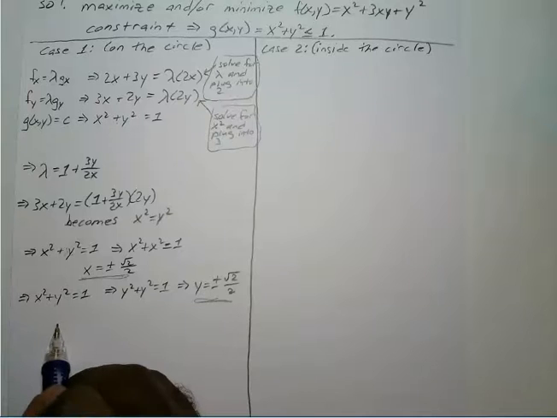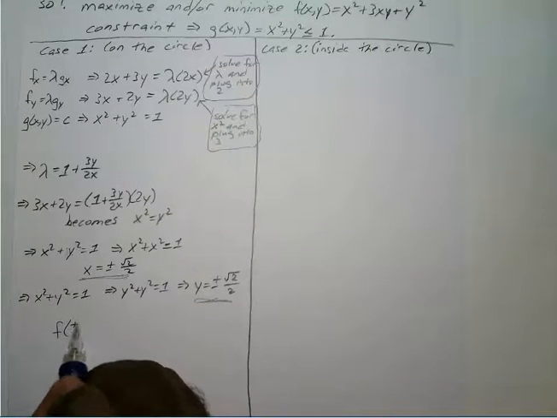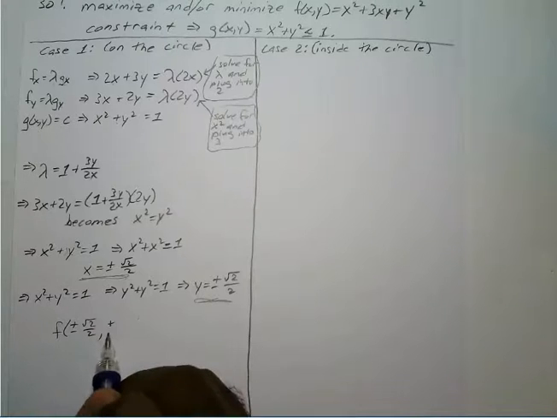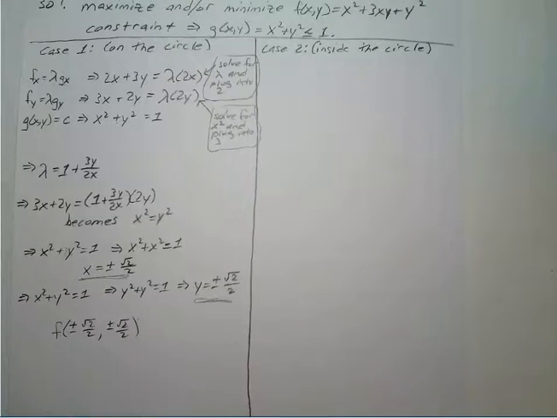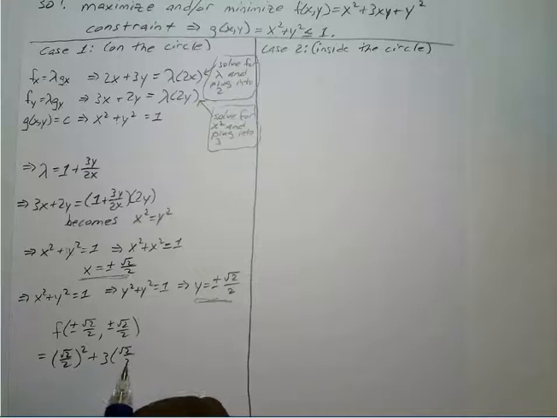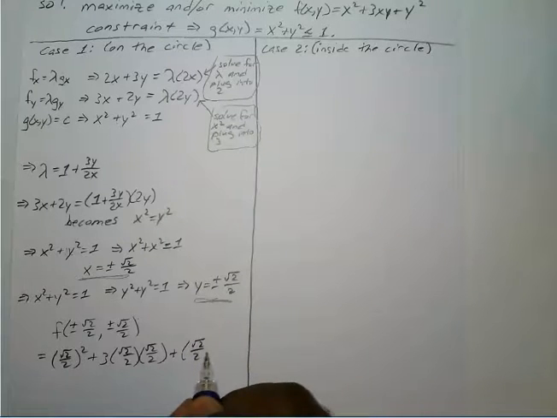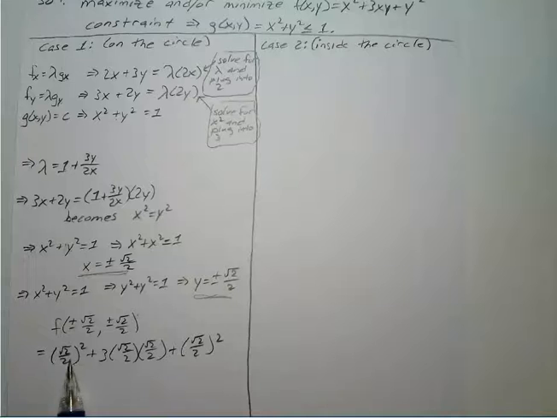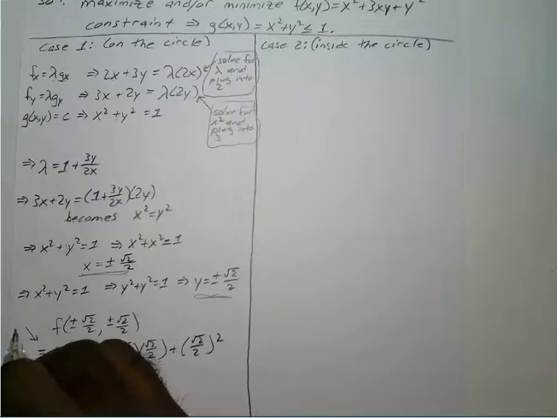Let's say we have f of plus or minus square root of 2 over 2, plus or minus square root of 2 over 2. The thing about this one is, if you notice carefully, you have square root of 2 over 2 squared, plus 3 times square root of 2 over 2 times square root of 2 over 2, plus square root of 2 over 2 squared. Whether you use both positive or both negative, it will still come out positive. So this one you can use for the same sign.